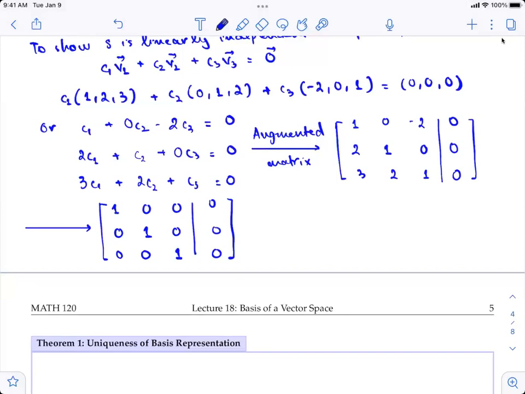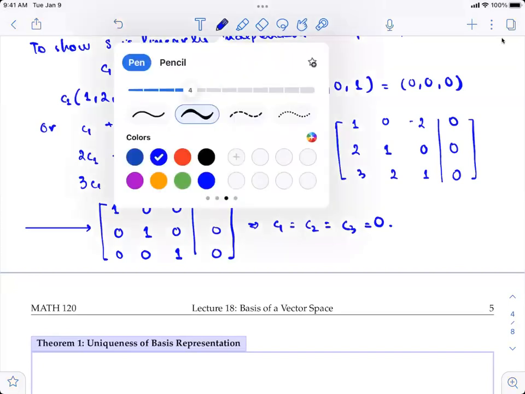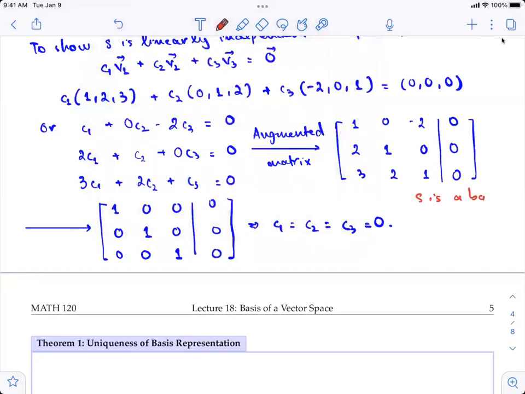0, 0, 1, 0, 0, 0, 0, 0, 1, 0. Right. So this shows that C1 equal to C2 equal to C3 equal to 0. And therefore you can say that S is linearly independent. Because S spans the entire vector space R3 and S is linearly independent, you can conclude that S is a basis for R3. So here, S is a basis for R3. All right. So hopefully up to this point, you can get the gist of basis for a vector space.